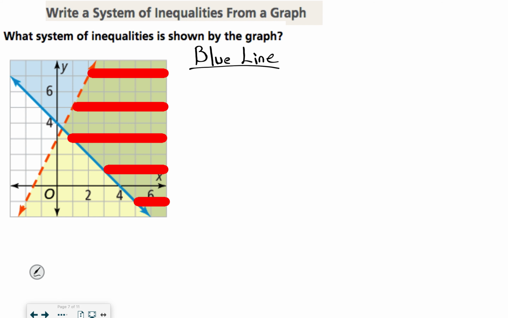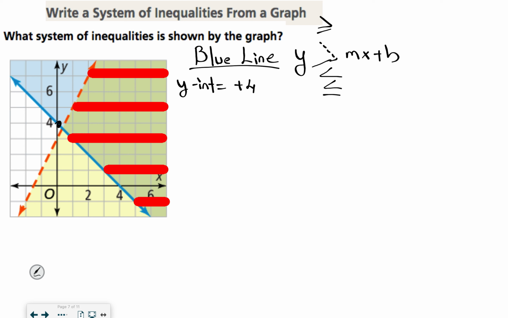Since this is a linear line, the equation or inequality must be y is equal to mx plus b. This is the equation, but this is the inequality. That's why this is going to be either greater than or less than, or greater than or equal to, or less than or equal to. First, find the y-intercept of the blue line. What is the y-intercept? The y-intercept is positive 4. Now, slope.